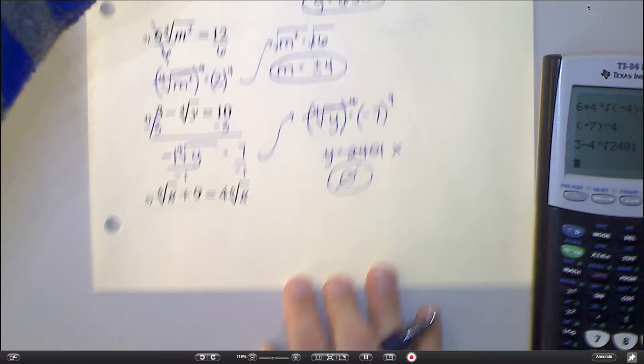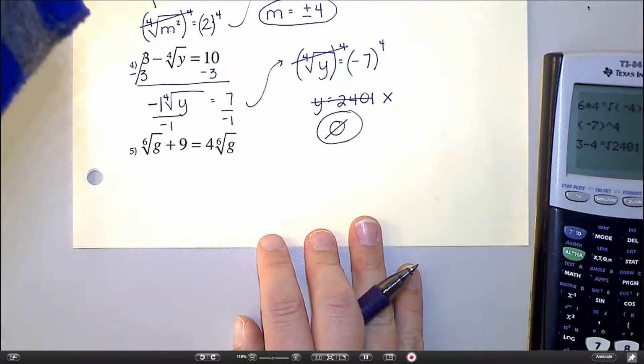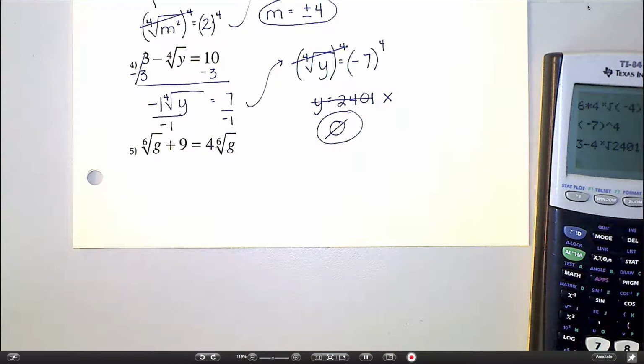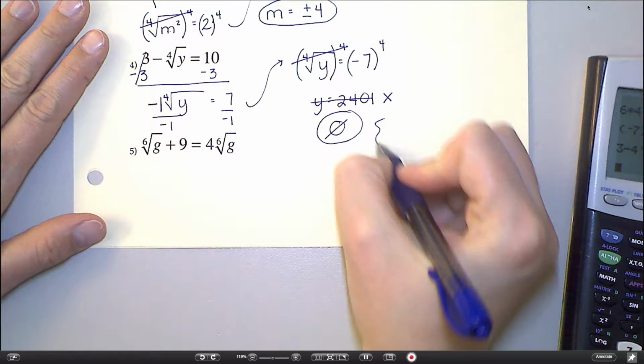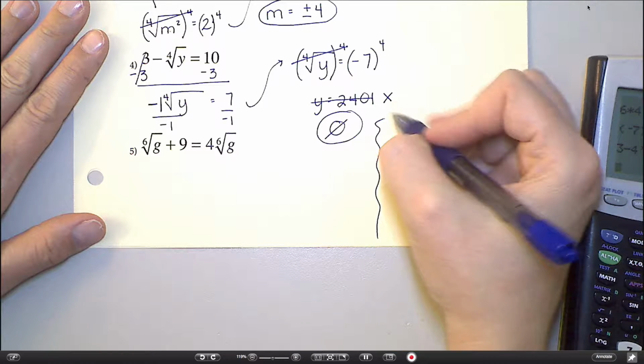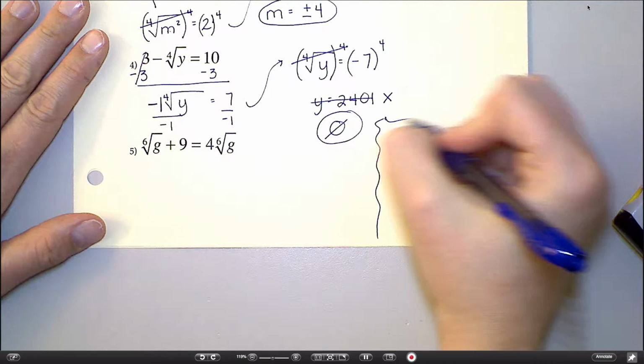Okay, and then number 5. Number 5 is kind of a doozy. So for number 5, before I go any further with that, I'm going to go off to the side here and do an easier version of this problem. And then we'll compare it.